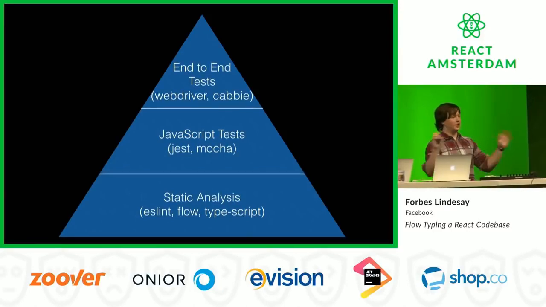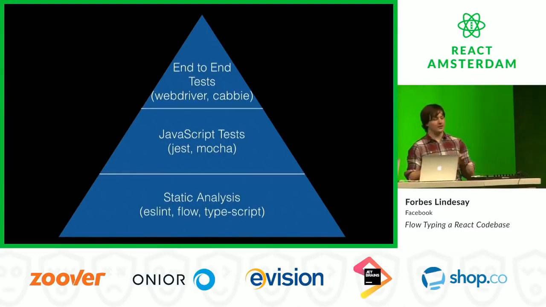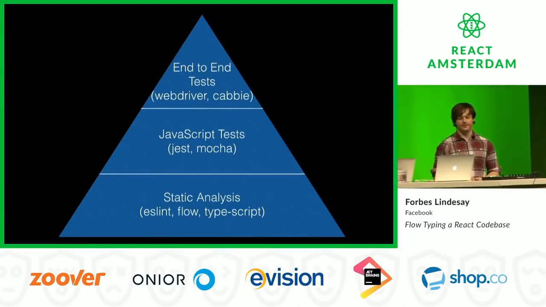We then have JavaScript tests, and I'm not going to distinguish between whether those are integration tests or unit tests. All that really matters is how much value are you getting out of that test, and how long did it take you to write, and how long does the test take to run. Putting things in categories isn't that helpful. Then we have end-to-end tests, which is WebDriver, and I also have my own open source project called Cabby that is a WebDriver client written in JavaScript, so feel free to check that out. But today, I'm talking about static analysis.